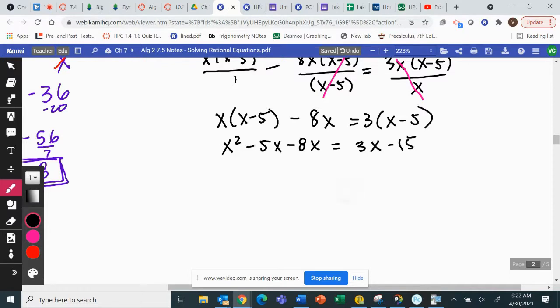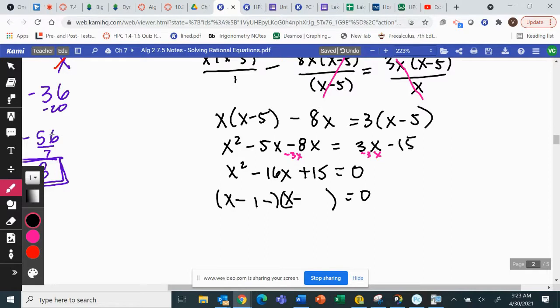Okay, so now I'm going to set it equal to 0. X squared minus, I'm going to subtract 3x from both sides. So I've got minus 5, minus 8, minus 3, so minus 16x, and then plus 15 equals 0. I'm going to try to factor that. Hopefully it factors. x minus 15, and x minus 1. That works. So I get x equals 15, x equals 1.